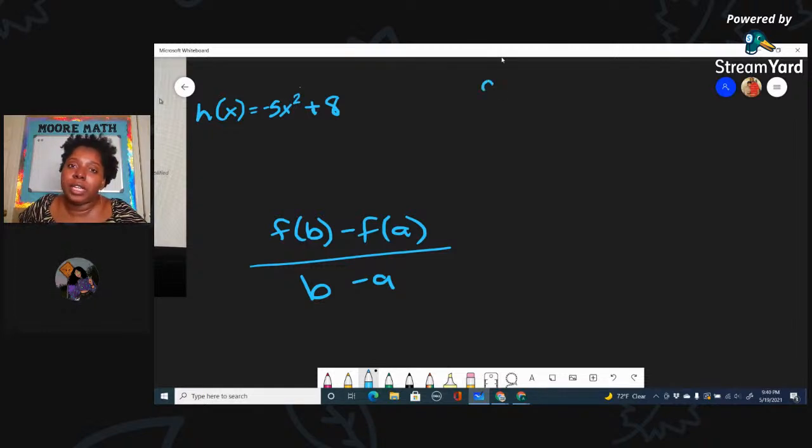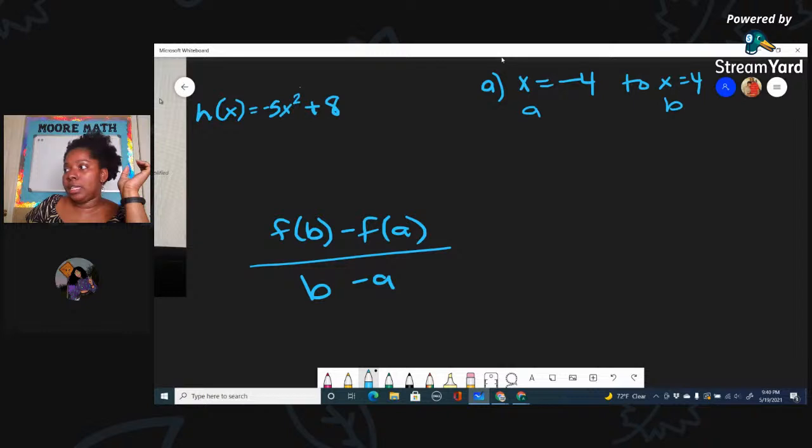The first answer choice. The x equals -4 to x equals 4. Okay, so let's try that. So this is B. B is 4. A is -4. Okay. So this is x1, x2. Plug that in here. So let's plug in -4 here. Okay, so -4 squared. So it's -5 times -4 squared plus 8.